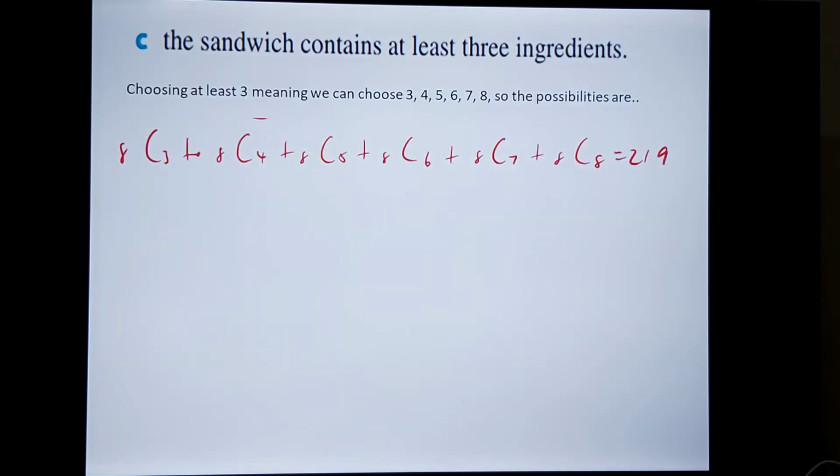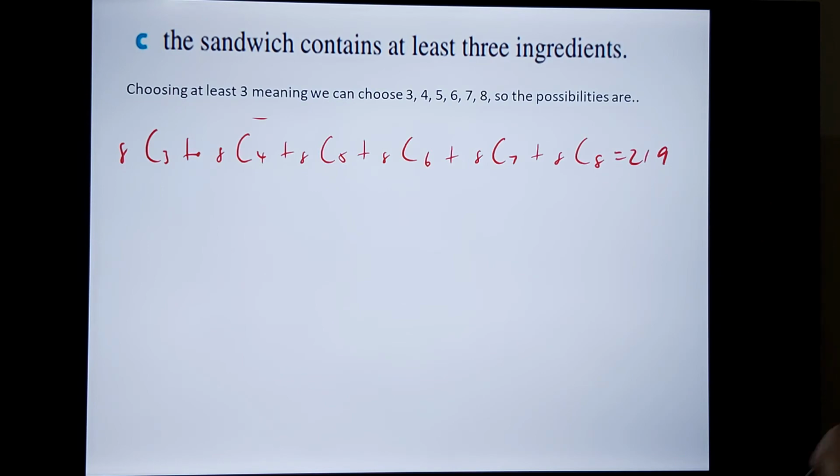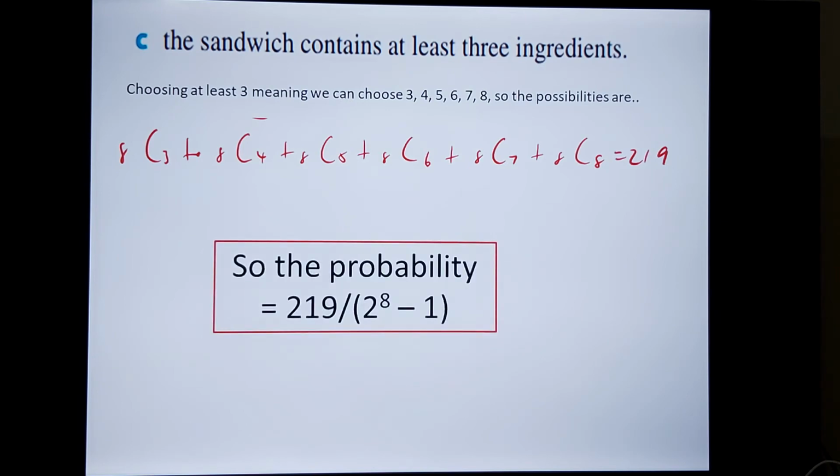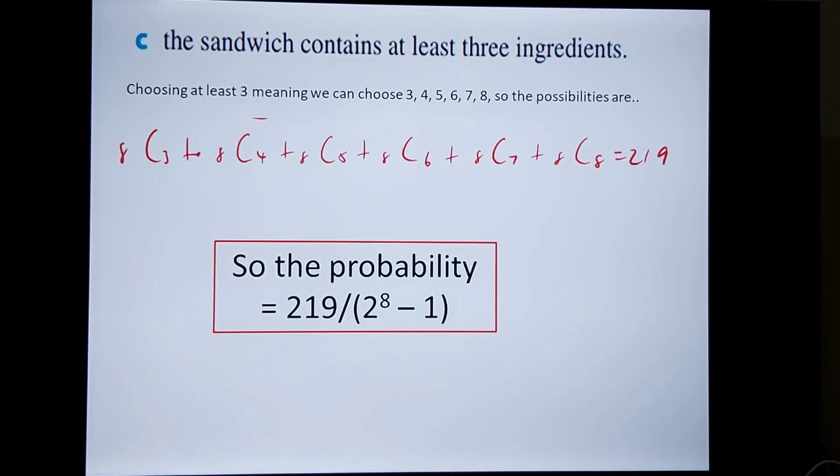Next. The sandwich contains at least 3. Okay, at least 3 is different from 3. At least 3 means you can choose 3, 4, 5, 6, 7, and 8, which is 219. Therefore, this will be your numerator divided by the denominator, which we calculated just now, 2 to the power of 8 minus 1.